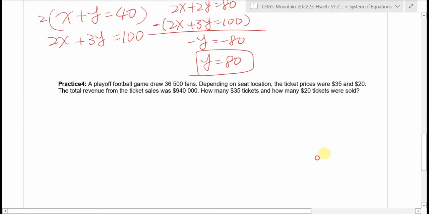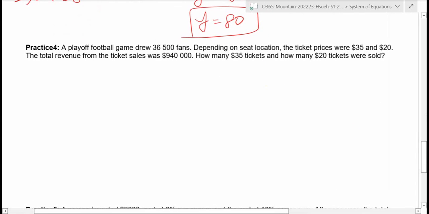There you go, practice number 4. Okay, so here it says a playoff football game drew 36,500 fans. Depending on seat location, the ticket prices were $35 and $20. That's really cheap. Well, I guess maybe it's just a high school football game. I don't know, but in that case, that's a lot of fans. Anyways, the total revenue from the ticket sales was $940,000. The question says how many $35 tickets and how many $20 tickets were sold.